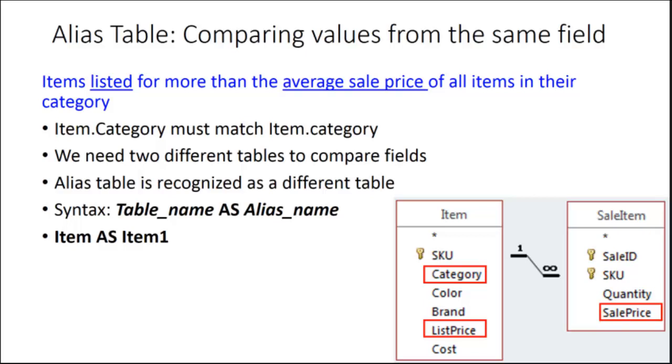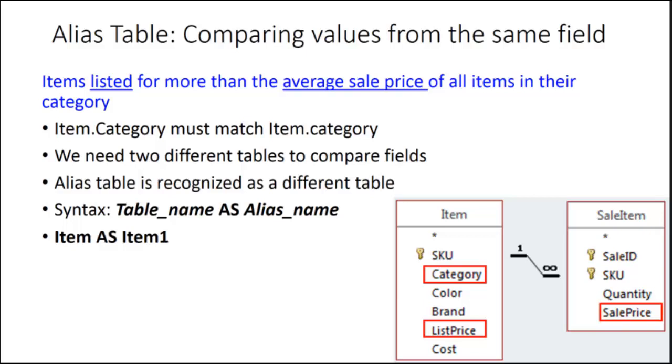We need two tables. We need the item table for category and list price, and then we need the sale item records for the sale price. The relationship between these two tables is the stock keeping unit, the primary key in item and the foreign key in sale item, so we can have a list. Well, the problem here is that when we are running the query, category from the item table must match records from the same field. That means the category of individual items must match the category of the calculated average sale price.